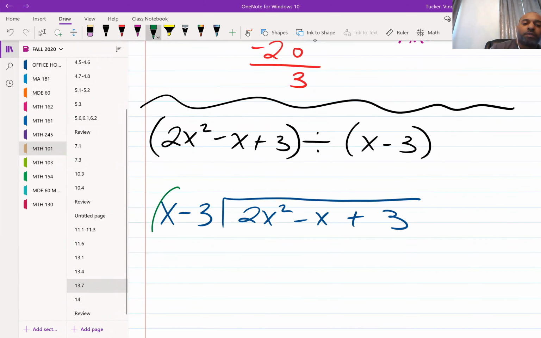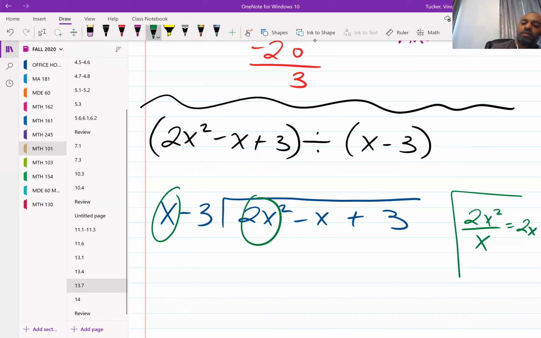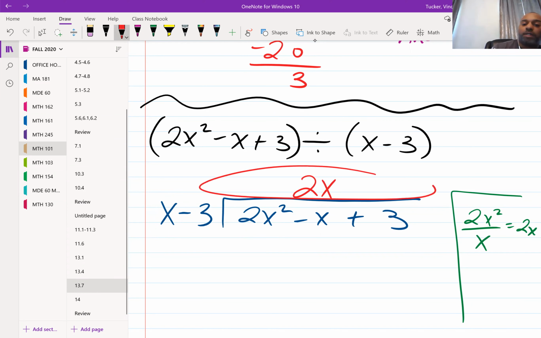All right, so you're going to compare the first terms in each. And you ask yourself what times x will give you 2x squared, or if you just want, 2x squared divided by x, it's going to be 2x. And normally you line up the x with x, same exponent. You don't have to, because all of this area is the place where you can put your answer. But normally that's how they line it up. So we say x times 2x will give me 2x squared.